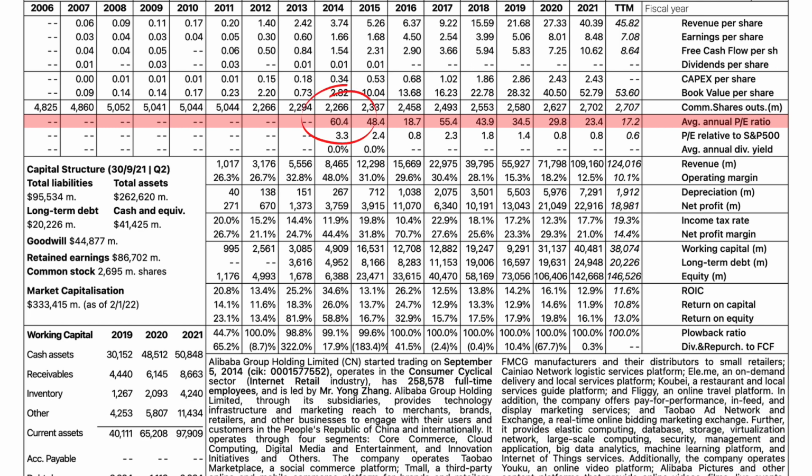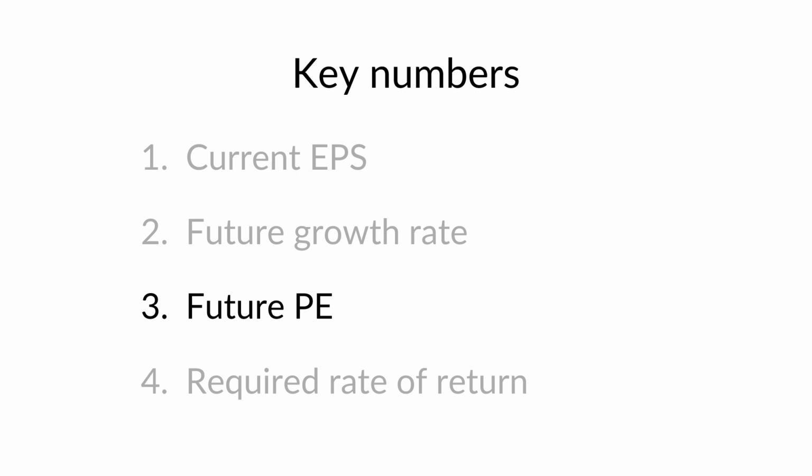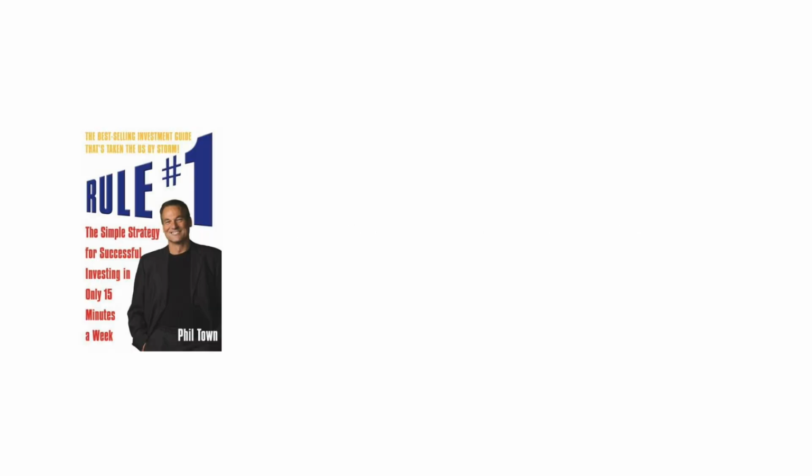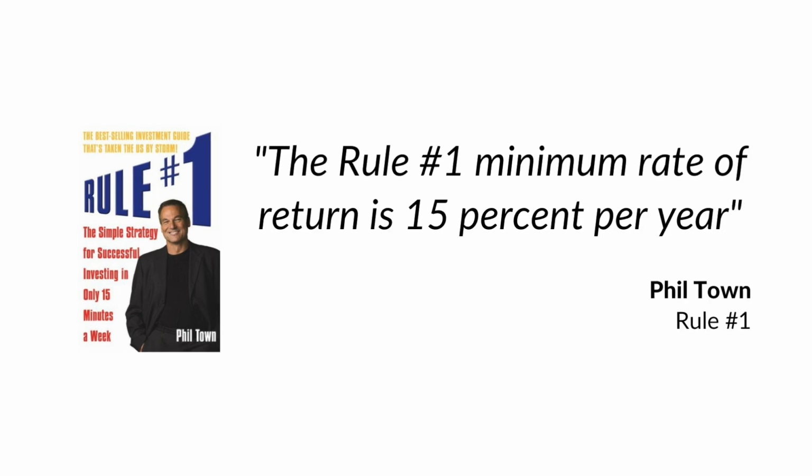And if you have a look at it, in 2014, it had a very high PE, and now it has a very low PE. Now, we want to be conservative again, so let's use the lowest PE ratio, which is 17. So the final number we need is the required rate of return. And this is the minimum return you and I want to make from investing.